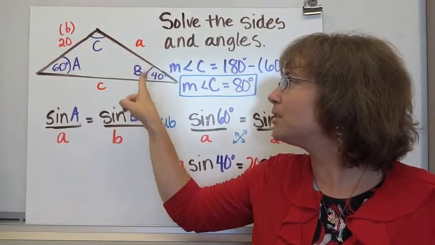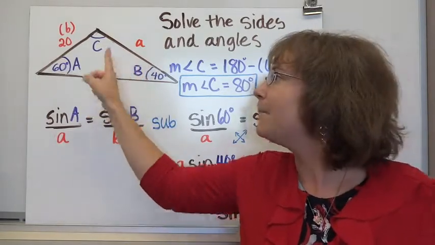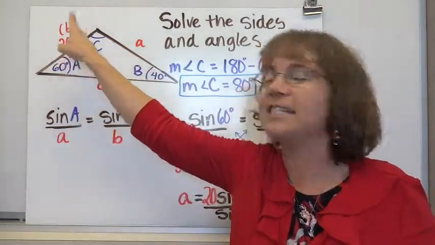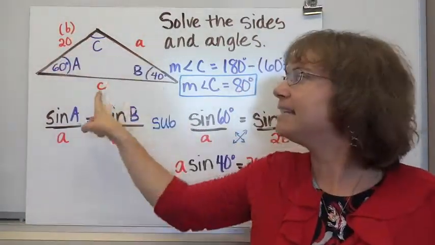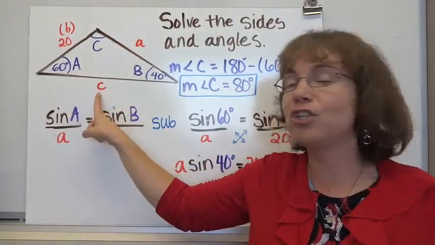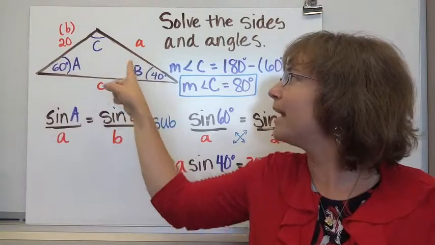This angle is 40, and I labeled that as B. My side length is 20 over here across from the 40, and I just labeled that b up there. And then A and C I don't know. So I don't know my angle C, my angle capital C. I don't know my side length c, and I don't know my side length a.